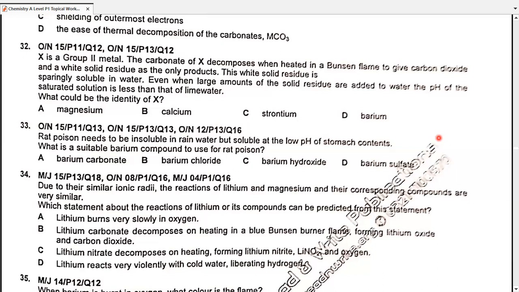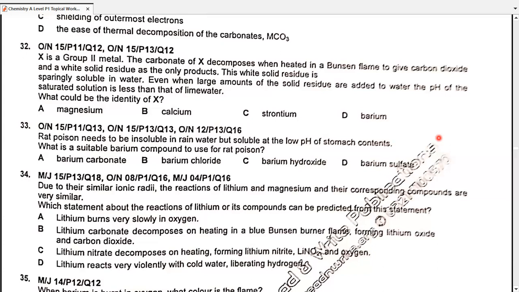B cannot be it. Barium chloride is soluble in all cases, but we need it to react with the low pH of the stomach. So it cannot be barium chloride, it cannot be barium sulfate, and barium hydroxide would dissolve in rainwater. The only possible choice is barium carbonate.